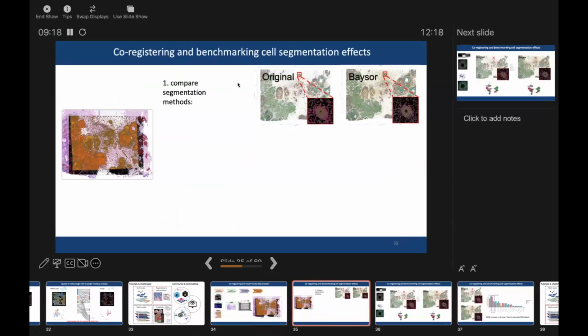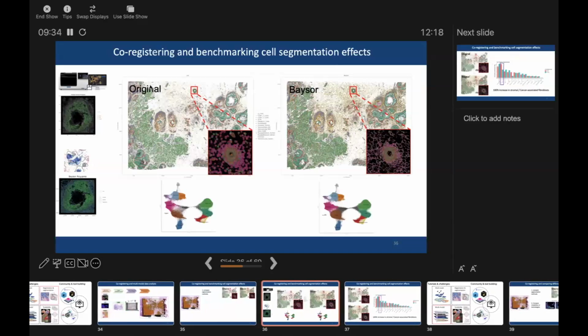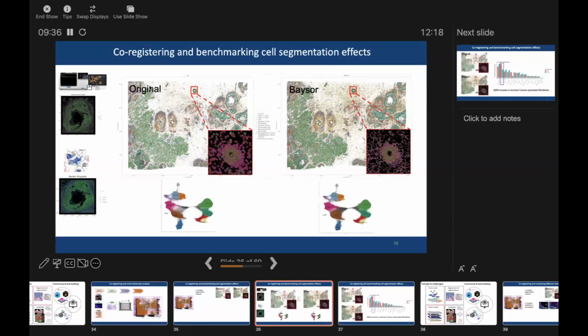So once we have that dataset, I think one of the key things in any of these spatial subcellular transcriptomic datasets is what kind of segmentation you should use, and how that segmentation is important in the output that you're looking at. So what we're doing here is comparing the original segmentation, the cell boundaries identified by 10x themselves, with Baysor.